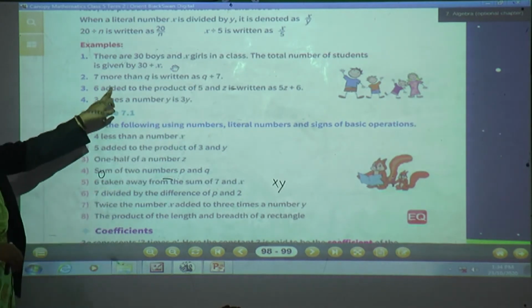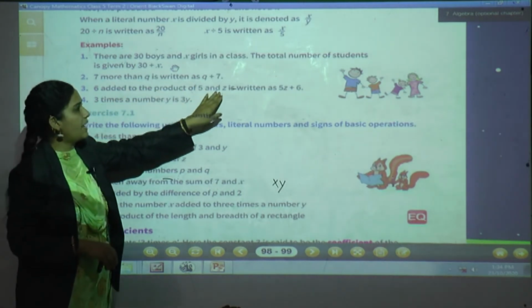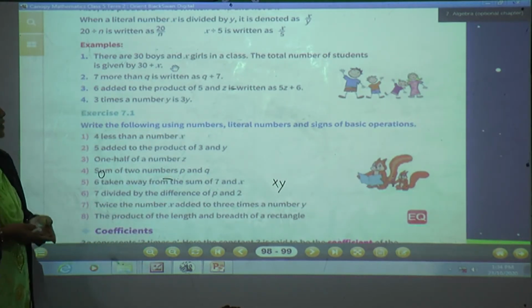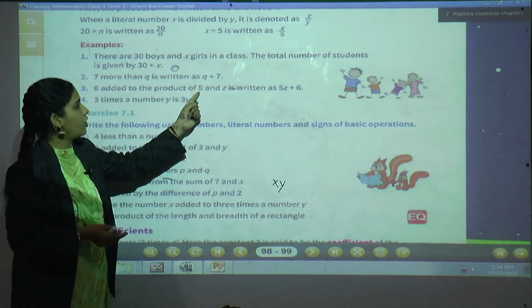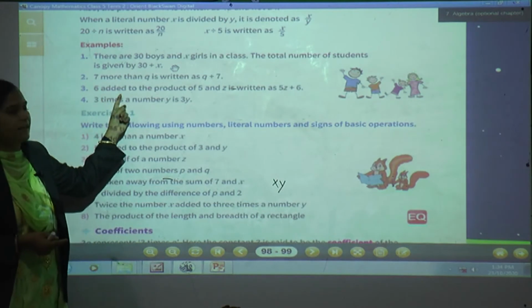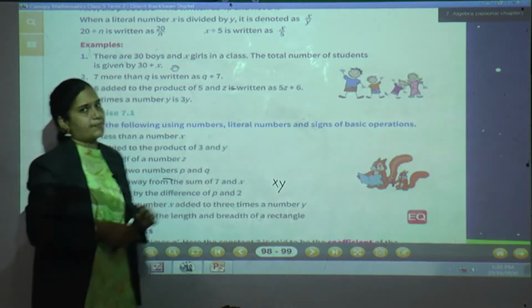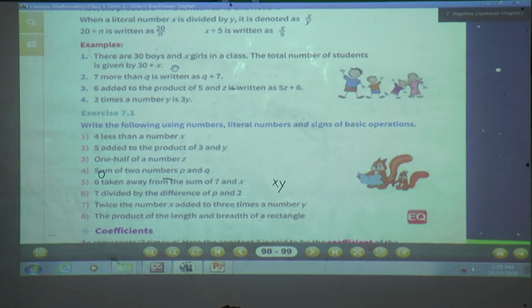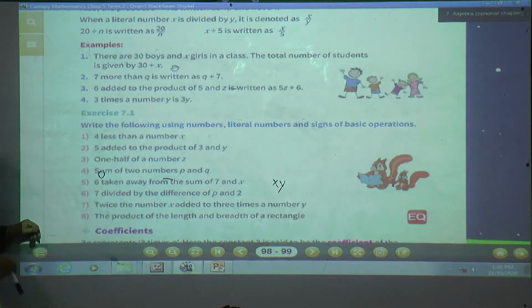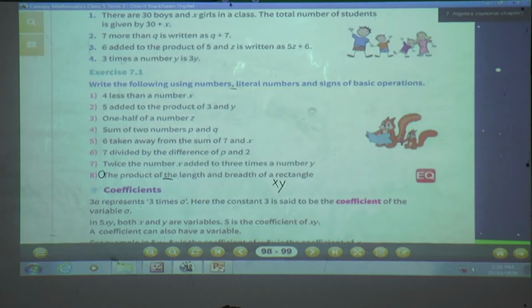6 added to the product of 5 and z. Product means multiplication, so the product is written as 5z, and 6 added means plus 6. Now the fourth one, 3 times a number y. Times means multiplication, so 3y. Understood all of you? Now see exercise 7.1.